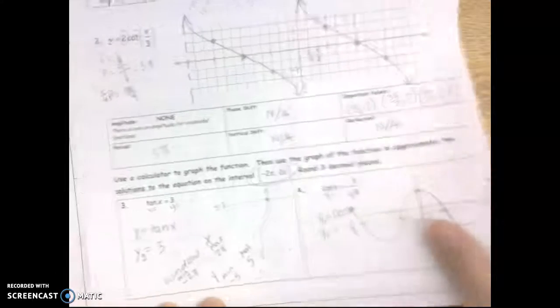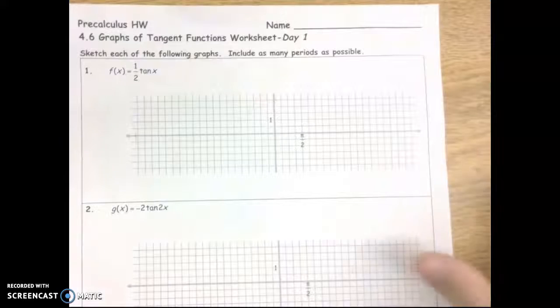Your homework is attached. Basically you have 3 graphing and then you've got some more calculators.